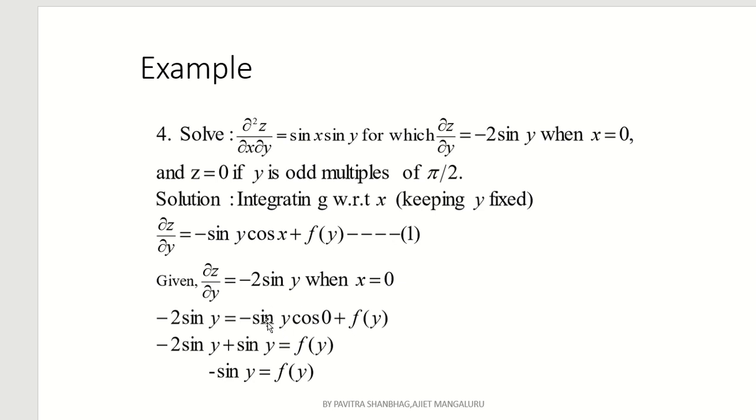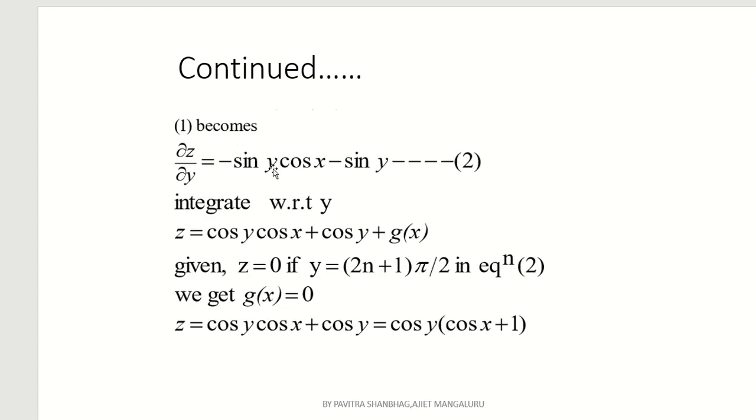If you take minus sin y this side, it will give us what? Plus sin y. So minus 2 sin y plus sin y equal to small f(y). So what is small f(y)? Minus sin y. So we got minus sin y directly. Now replace back here. So what will you get? Dou z by dou y equal to minus sin y cos x minus sin y.